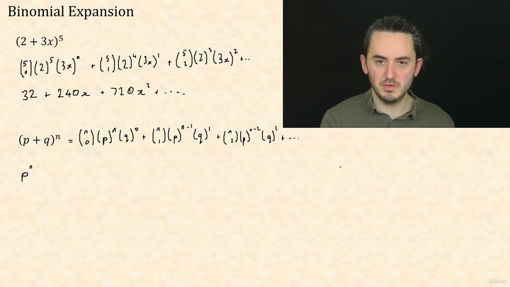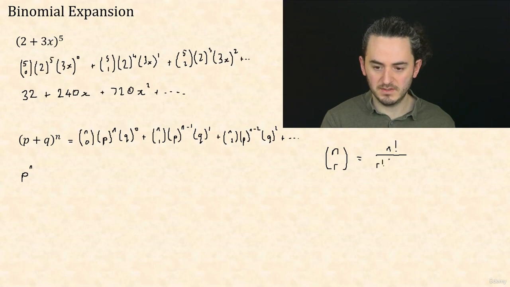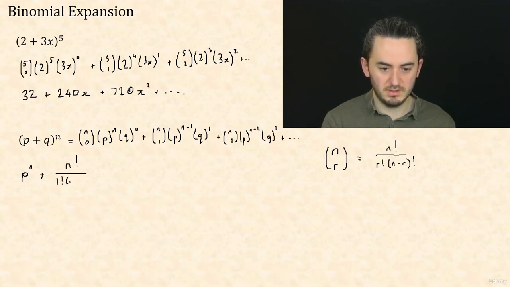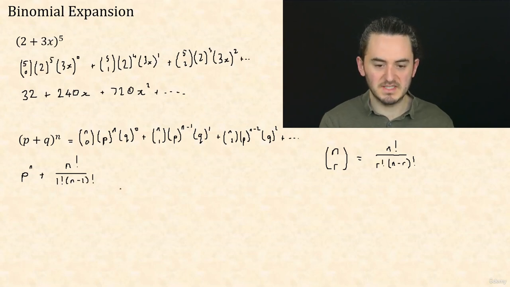Well, let's dig into what the choose function is. Remember, the definition of the choose function is n choose r is n factorial divided by r factorial times n minus r factorial. Okay, so what does that mean that n choose 1 is? Well, n choose 1 is n factorial divided by 1 factorial and n minus 1 factorial. We'll come back to this more in a second.